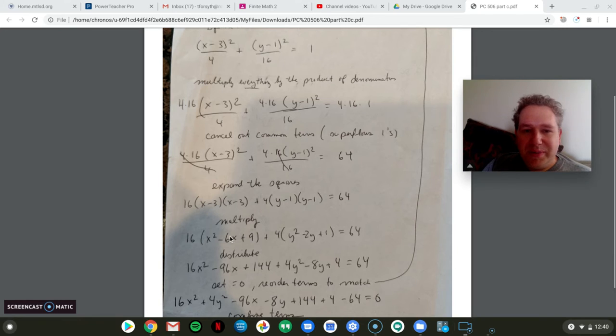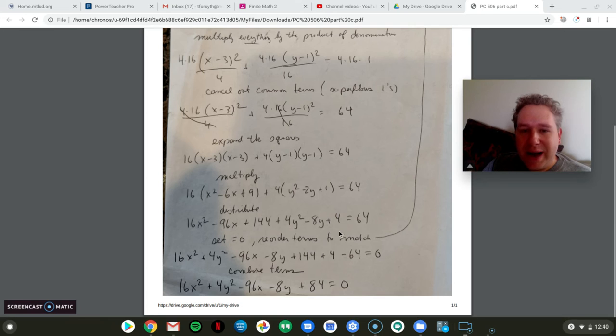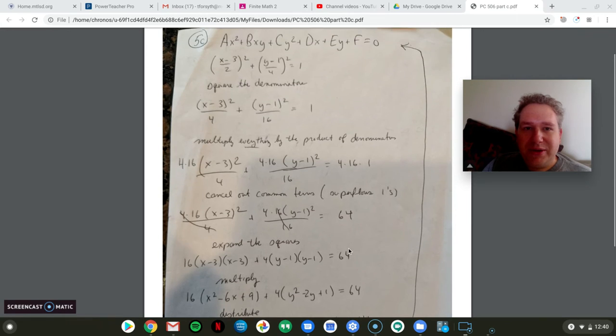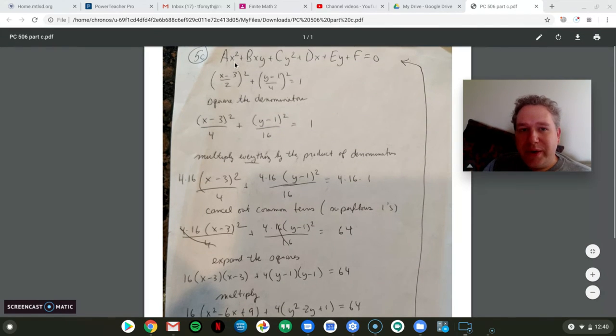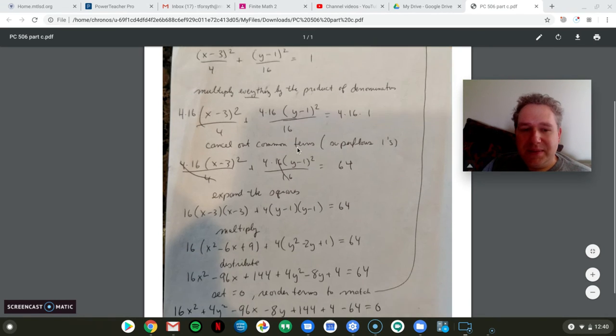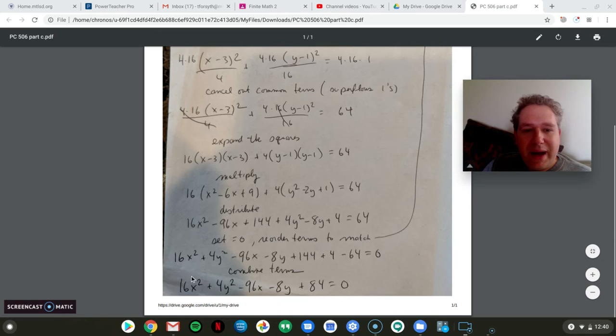Now just multiply and distribute. I did the FOILing first, and then I distributed the 16 to the x squared, negative 6x, and 9. I distributed the 4 to y squared, negative 2y, and 1. And then just subtract the 64 to set it equal to 0 and reorder all the terms to match the general form up here. So x squared term first, there is no xy term, then y squared, then x, then y, then constant.